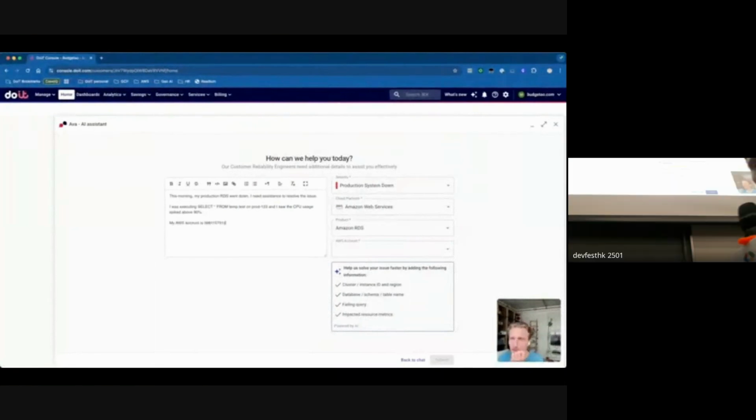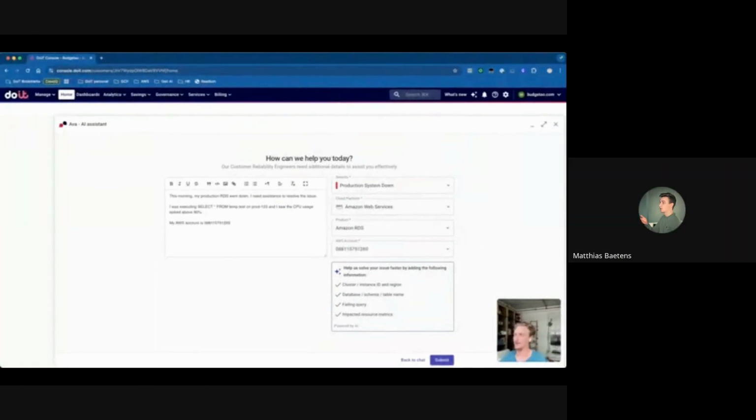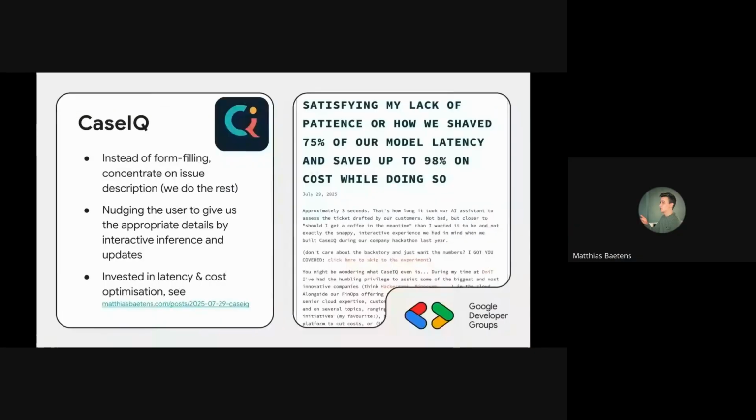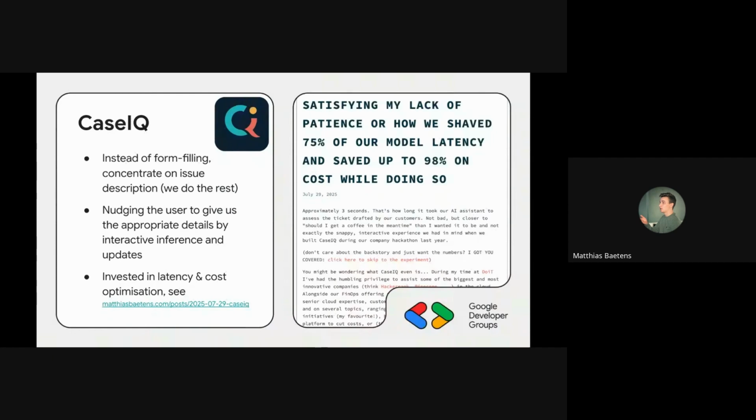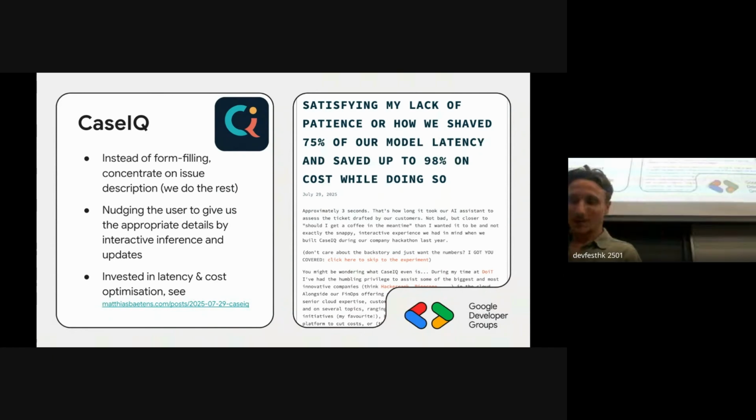So the idea behind the project was to move away from customers doing form filling, a poor way to spend your time, and to give the architect on the other side more context about the problem that is coming towards them. We invested a bit of time and money into cost optimization, which you can read about here for today.